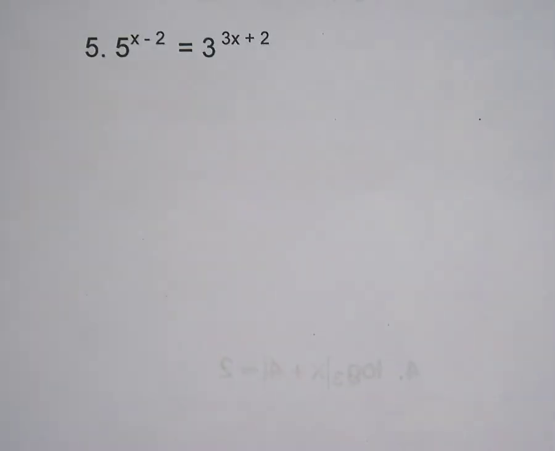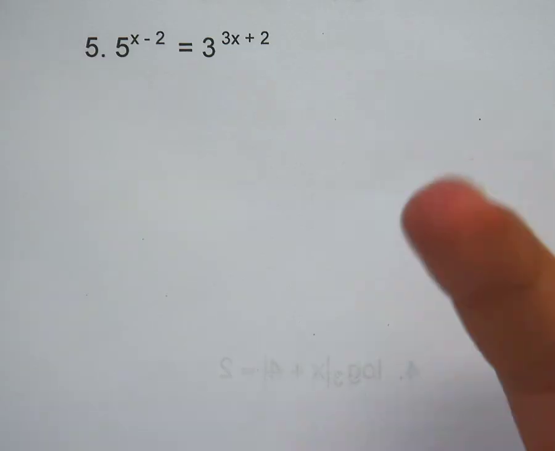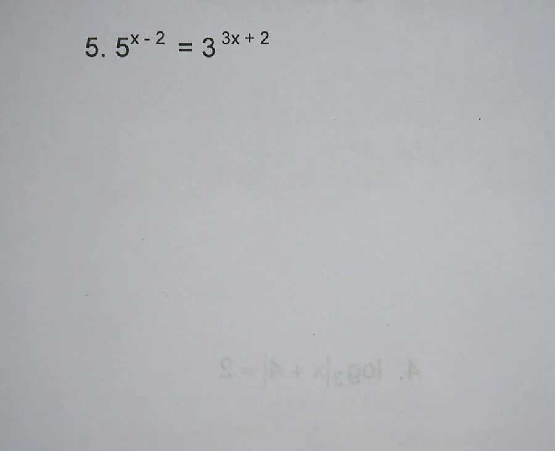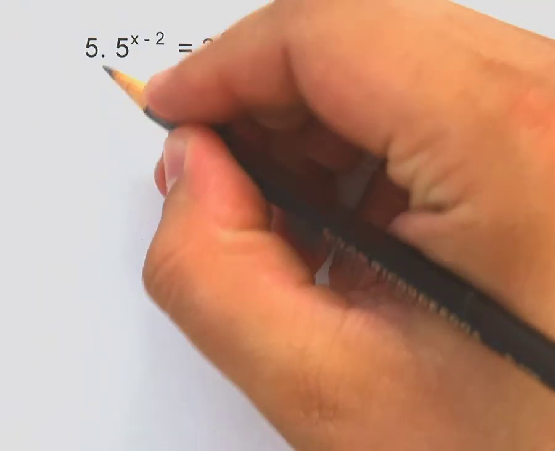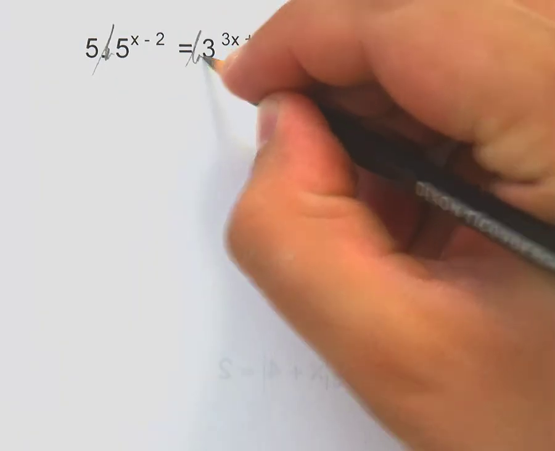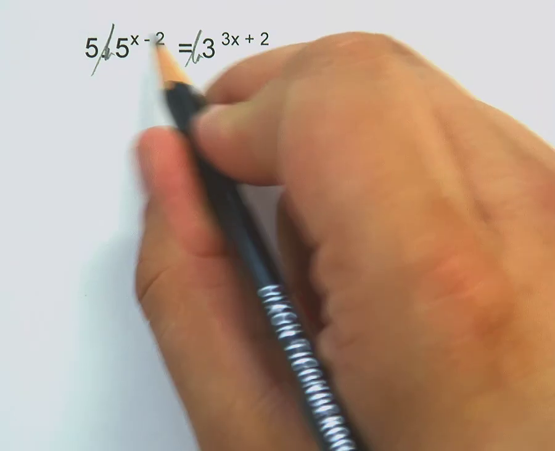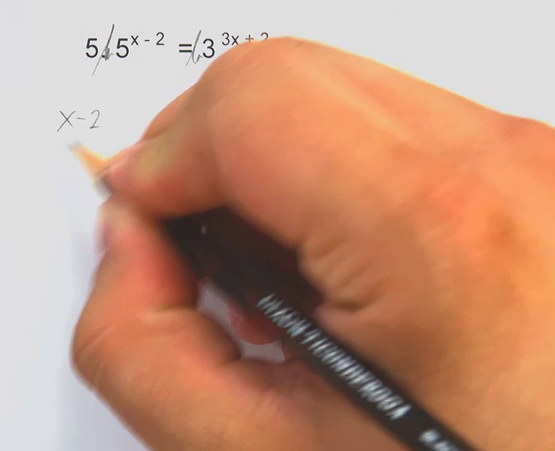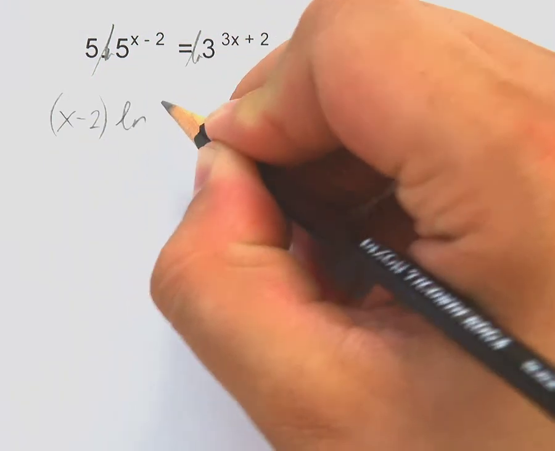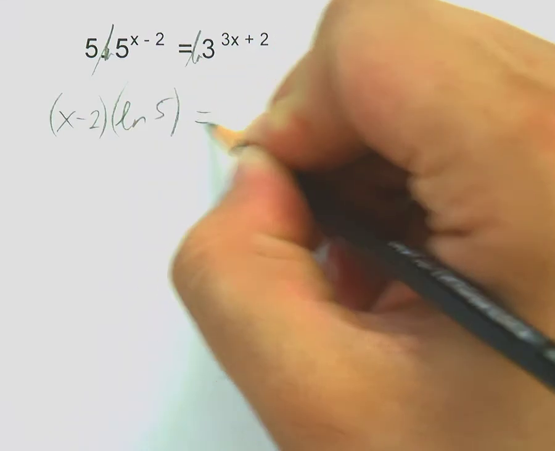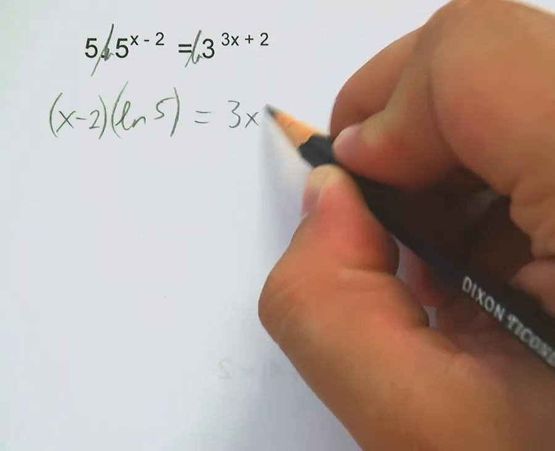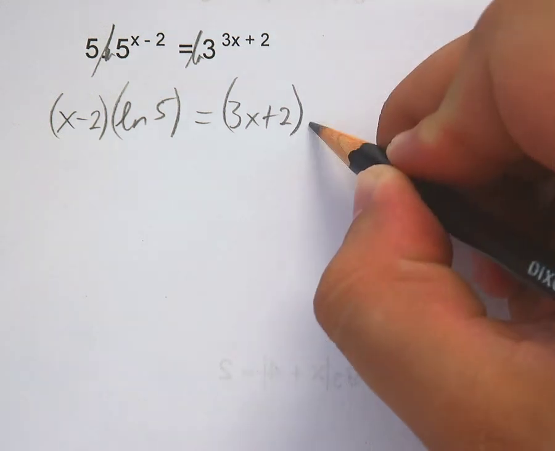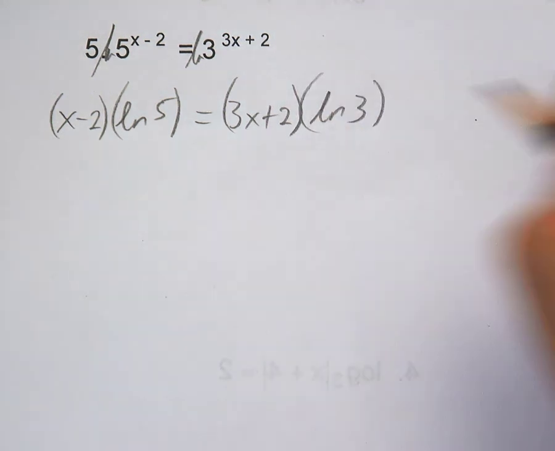Number 5, last one here. It says 5 to the power of x minus 2 equals 3 to the power of 3x plus 2. Well, there's already one term on each side, so I'm going to use the natural log again. I like using the natural log. Why not? I'm going to natural log both sides and bring down the x minus 2, so I'll have x minus 2 times the natural log of 5 equals 3x plus 2 times the natural log of 3.